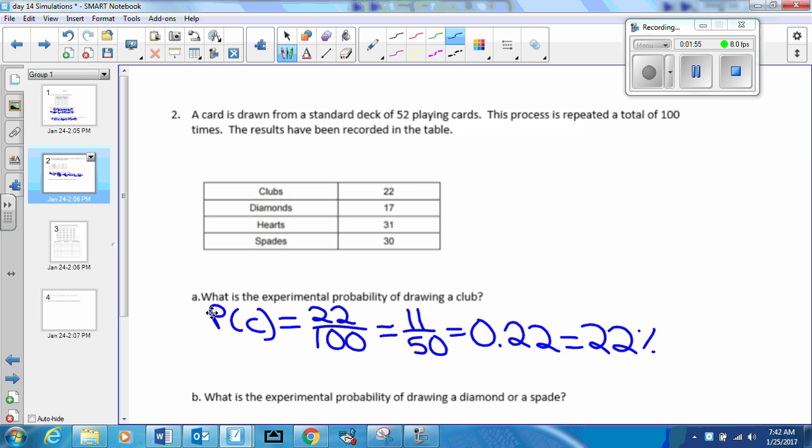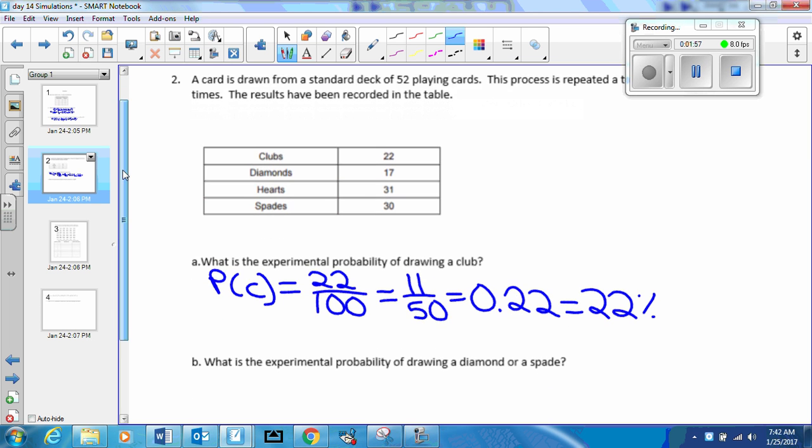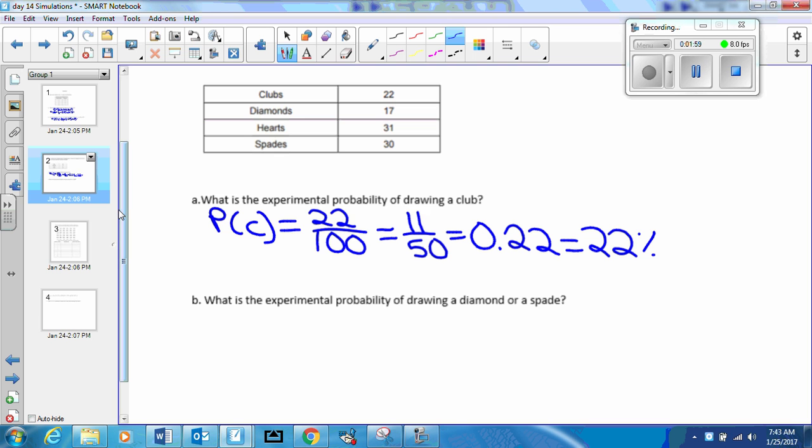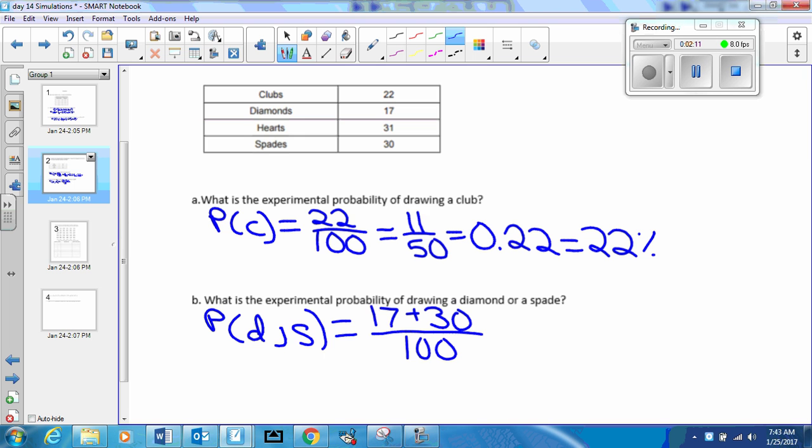What is the experimental probability of being a diamond or a spade? So again, looking at their data, a diamond or a spade would be 17 diamonds, 30 spades, out of a total of 100. So that's 47/100. As a decimal, 0.47. As a percent, 47%.